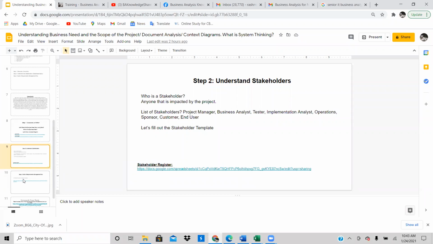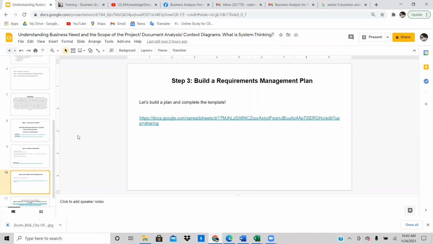Any other questions? So after that, we went through the list of stakeholders. We have the template up there. So now, step 3. This is not needed, but I like to do it because you're building out a plan, and having a plan is always great, right?